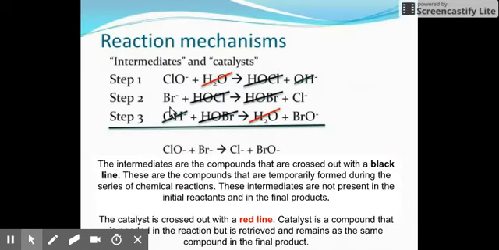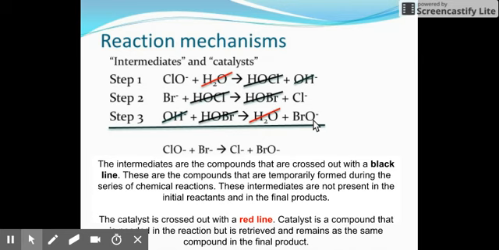In this particular sequential reaction, you have three steps. If you notice, you have ClO⁻ plus water forming HOCl plus OH⁻. In the second step, the Br⁻ will react with your HOCl from the first step, forming HOBr plus Cl⁻. In the third step, your OH⁻ from step 1 will react with your HOBr from step 2, and that will form your water and BrO⁻.